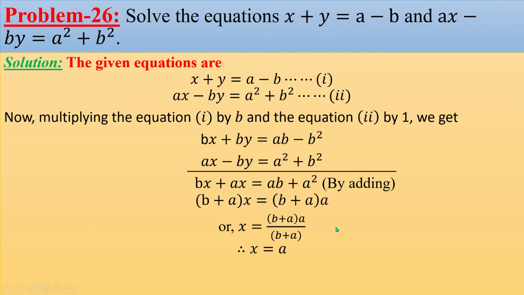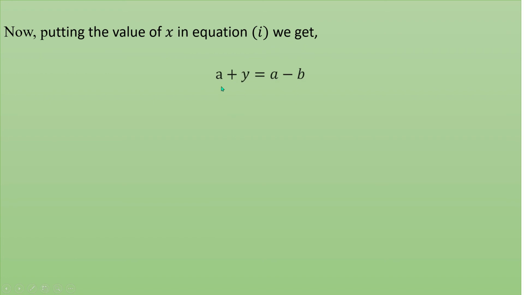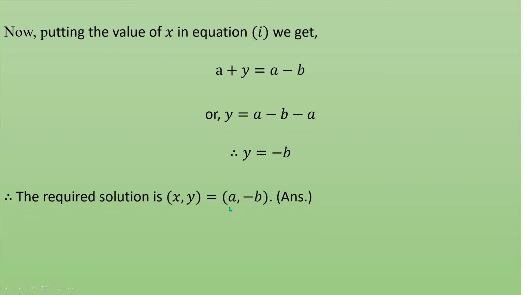Clear? Now putting the value of x in 1 or 2. Equation number 1: x plus y, as x equals a, so here will be a plus y equals a minus b. Therefore y equals a minus b minus a, minus a cancels. Therefore y equals minus b. Therefore the required solution is x equals a, y equals minus b. This is the required answer. Clear everyone?